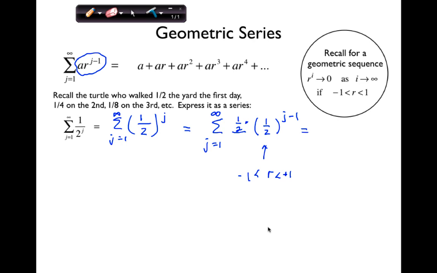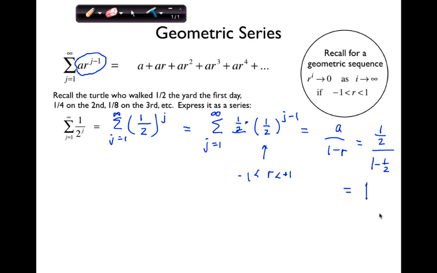And we derived the formula for the actual sum last time, which was a over 1 minus r. So when a geometric series converges, it converges to a over 1 minus r. And then we did the math: 1/2 over 1 minus 1/2. That was 1. And that told us that if the turtle walks all infinitely many days, he does make it across the backyard.